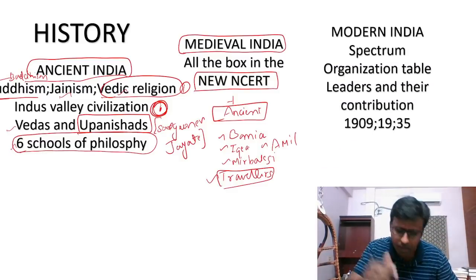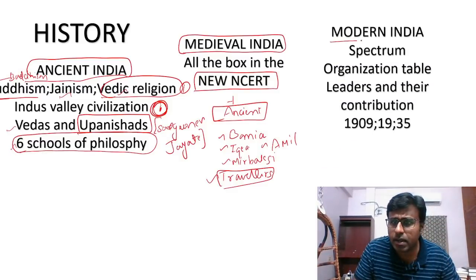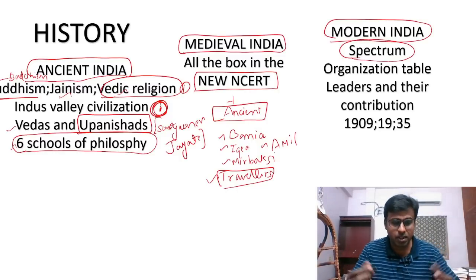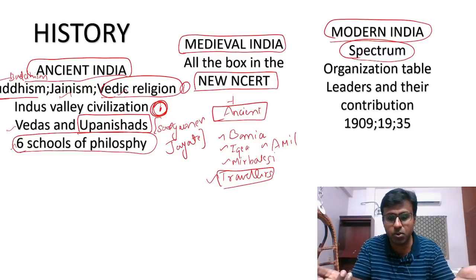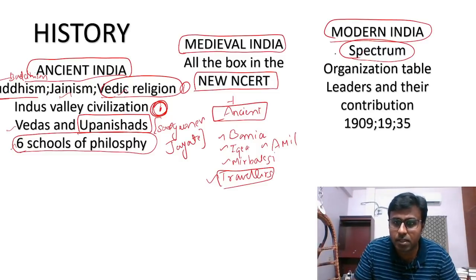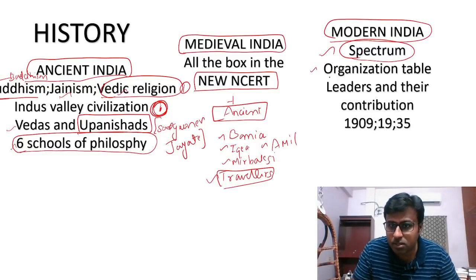Next, modern India. Modern India is pretty standard. You have to mug up everything, I do not know what other word I can use, you have to mug up everything which is in Spectrum. Organization, the table.